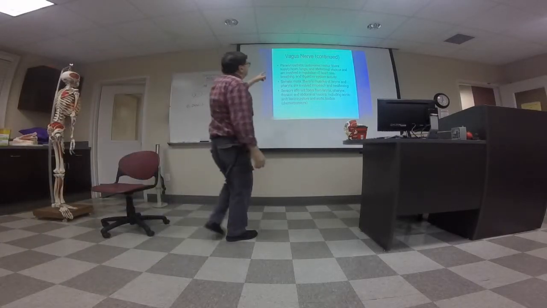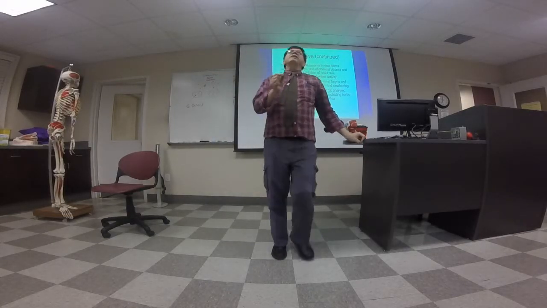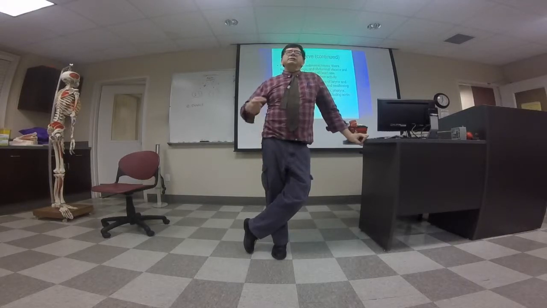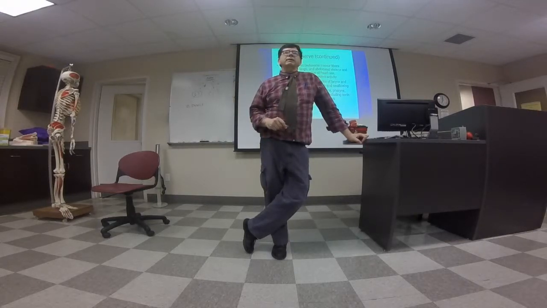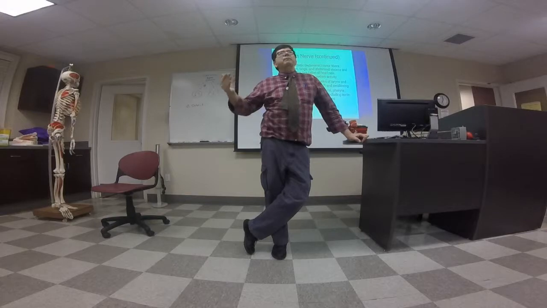Now, let's take the heart. Vagal innervation to the heart. What do you think that does? Is it going to speed it up or slow it down? What is it? Speed it up? No, it's going to slow it down. Remember that cranial nerves only carry parasympathetics, rest and digest.